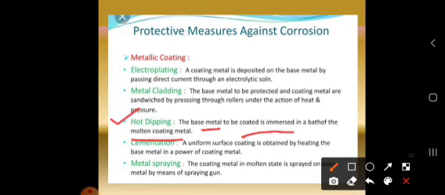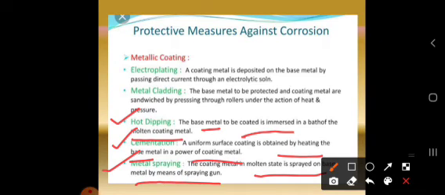Okay, and next is cementation. In cementation, a uniform surface coating is obtained by heating the base metal in a powder of coating metal. So again we can prevent corrosion by the cementation process, as well as metal spraying. The coating metal in a molten state is sprayed on metals by means of a spraying gun. So here also we can protect our metals by spraying another metal.